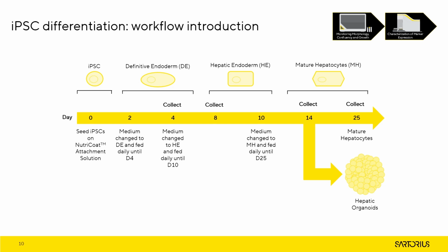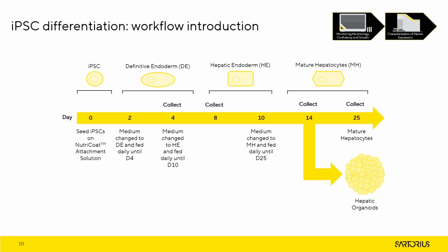Another well of cells is then also collected on day 8 for microanalysis, and the medium is changed to the mature hepatocyte medium for the remainder of the time course. Cells are then collected at day 14 and day 25 for further microanalysis. And here, day 14 is also an important collection time point because the cells at this stage in their differentiation are ideal for development into hepatic organoids.